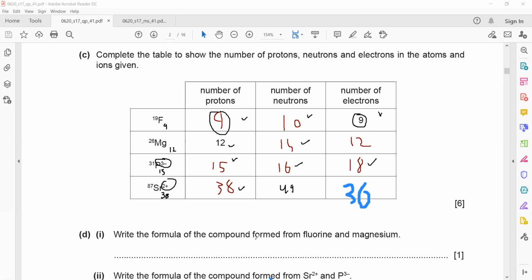Then write the formula of a compound formed when fluorine reacts with magnesium. What will be the formula of the compound? Use the screen annotation. What's the formula of the compound, magnesium with fluorine? Yes. Because magnesium belongs to group 2, so it's 2 plus. Fluorine belongs to group 7, -1. If the 2 valencies are not the same, cross multiply. Magnesium fluoride.